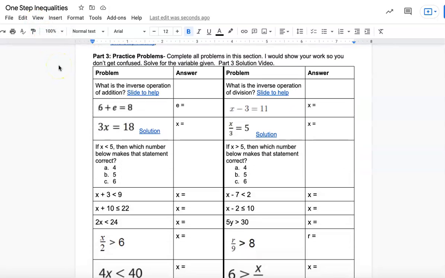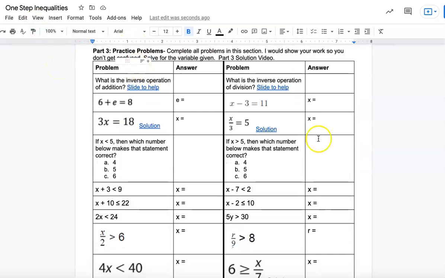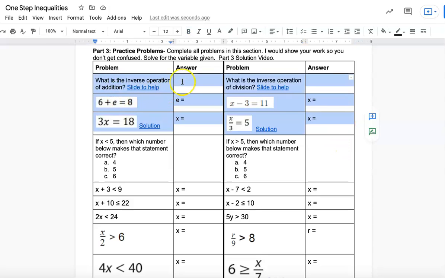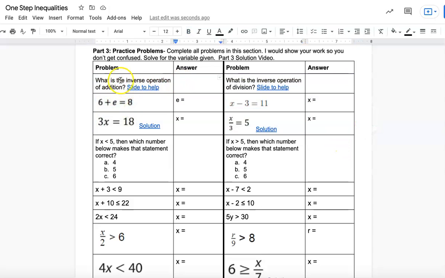Okay, so we're going to go over part 3 here. First, the first 6 problems are a review from one-step equations. The first one says, what is the inverse operation of addition? Inverse operation just means opposite, and the opposite of addition is subtraction.